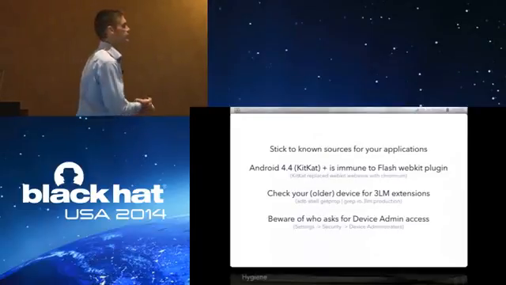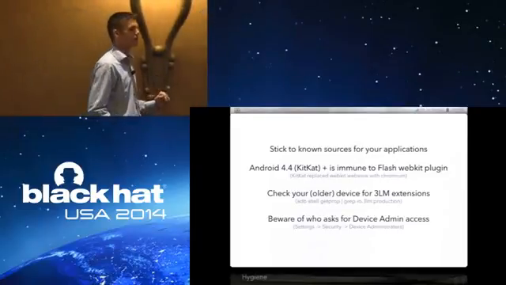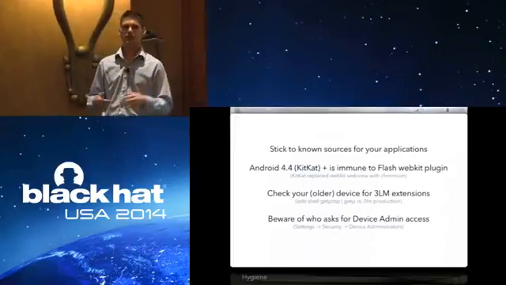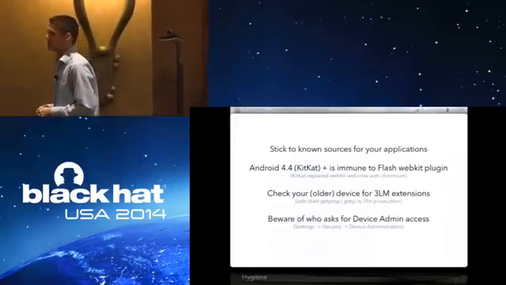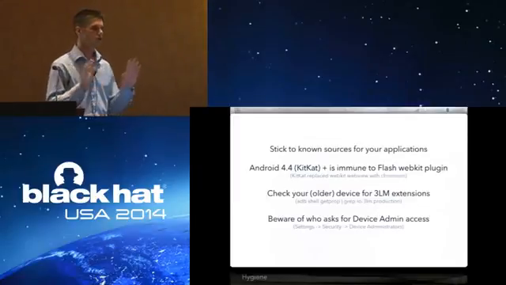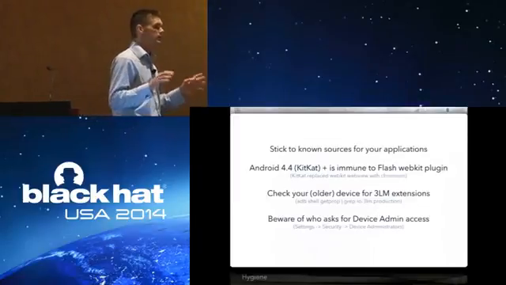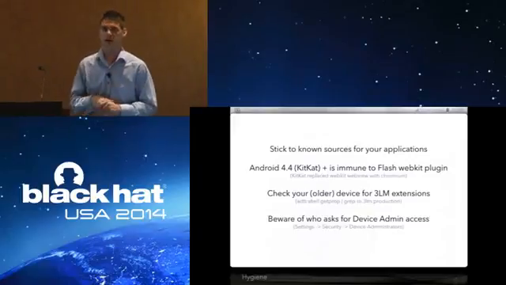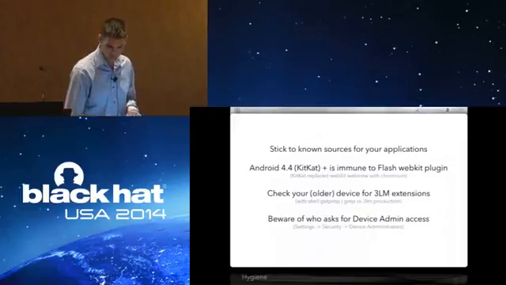And then, of course, if you are using 3LM on your device, you probably won't know it until it's too late. So go ahead and check your security properties. And then, of course, device admin access, always a good one. Don't hand it out like candy, people. Really bad things actually hide behind device admin access that even play into the FakeID stuff.